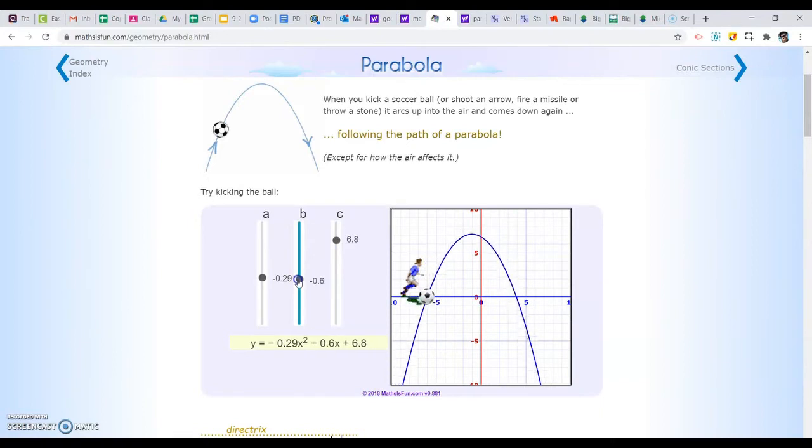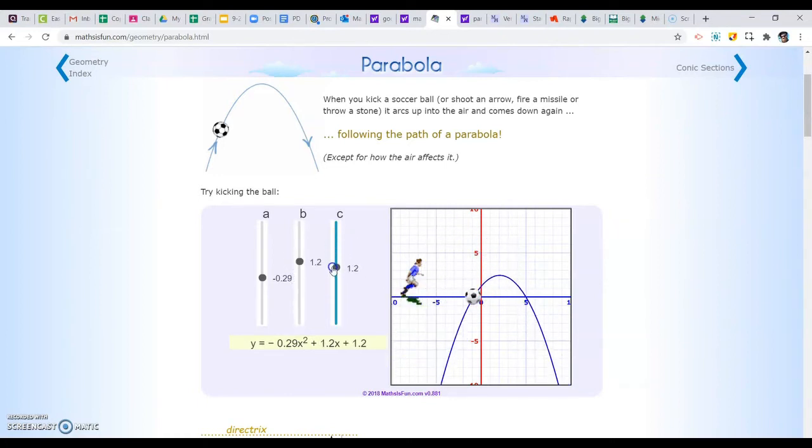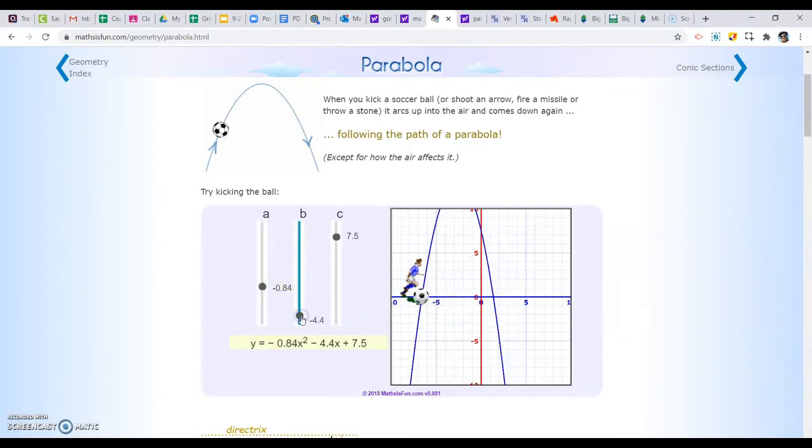Now, you'll notice it's moving left to right, but it's also changing height. So it's sort of a left-right movement, but it's also up-down. This one is changing sort of the shape of the parabola, and then A flips it upside down or right side up. Okay, so it's a little bit different from what we did before, but the idea is pretty much the same.